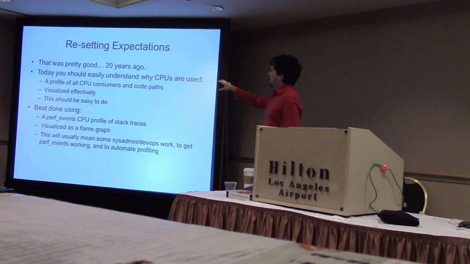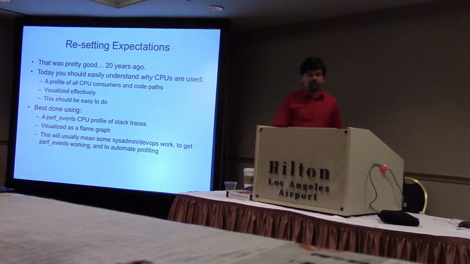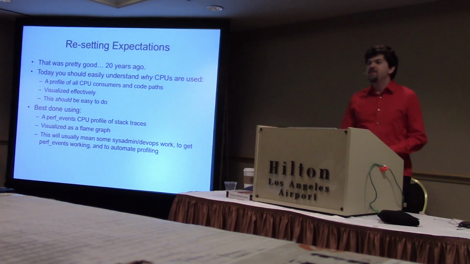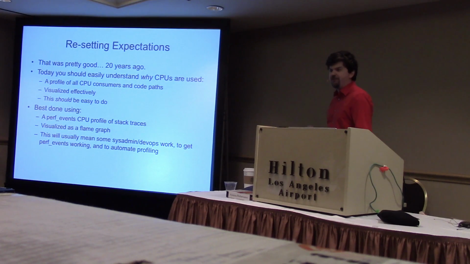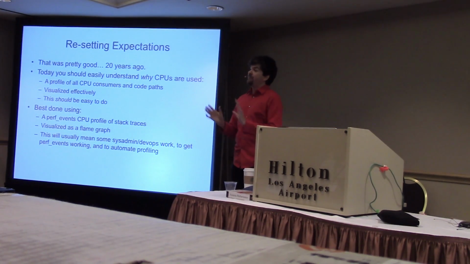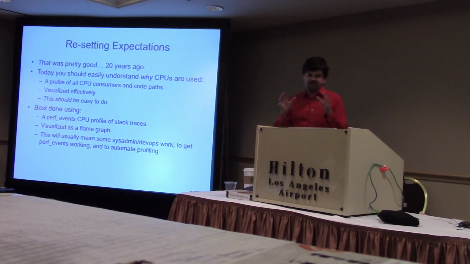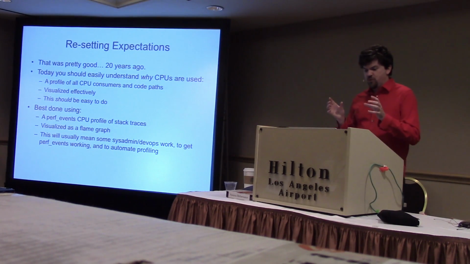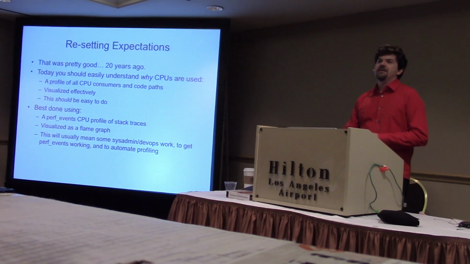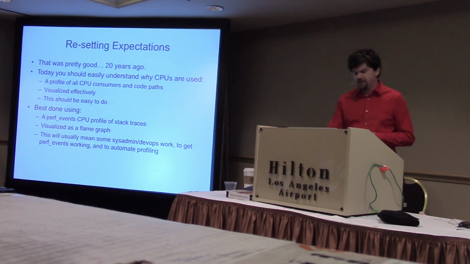So we want to easily understand why CPUs are used: a profile, which perf events can do on Linux, visualized effectively, which flame graphs can do. And this is something that should be easy to do. So a very important takeaway from this talk is you should be able to do CPU profiling. Perf events on Linux does all sorts of advanced things like dynamic tracing, and you don't necessarily need that until the time comes. But CPU profiling is something that you should be using now, especially in environments where you're dictated by CPU usage, like on the cloud, like on the Netflix cloud.